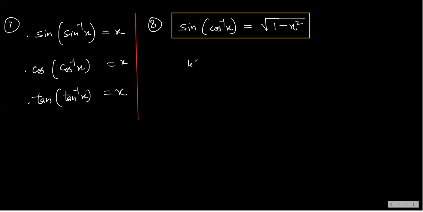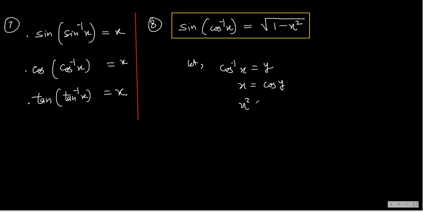I will write let cos inverse of x equal to y. This I am writing as y. So if this is y, it means this whole thing is nothing but sine y. So I have to work for sine y. So here, cos inverse x is y, so x is cos y.